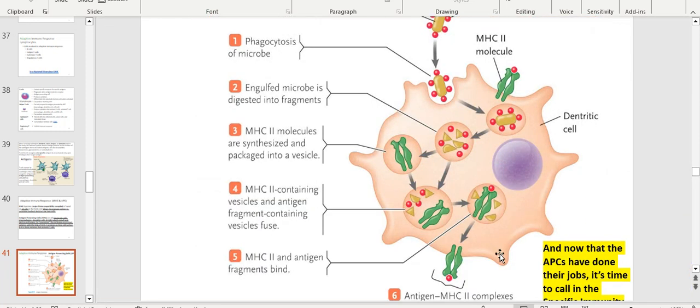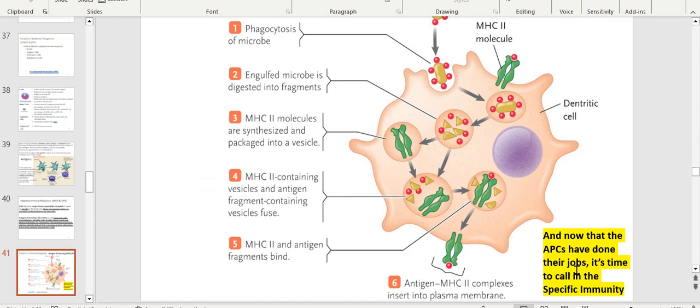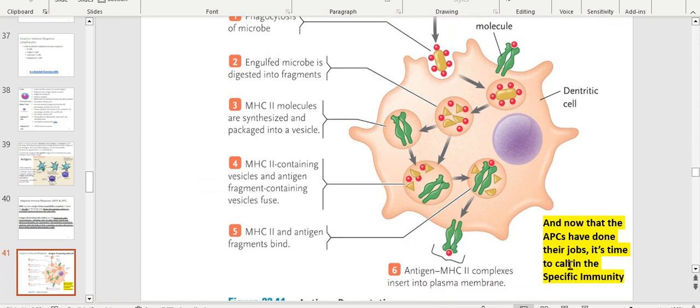Okay, and now that the APCs have done their job, it's time to call in the specific immunity, because now there is a job to be done. This cell digested it, broke it up, displayed it. Now it needs help from other cells because it's trying to relay a message, right?